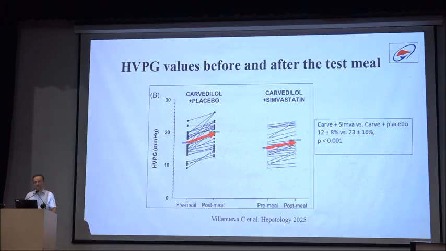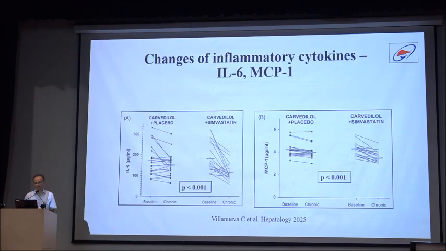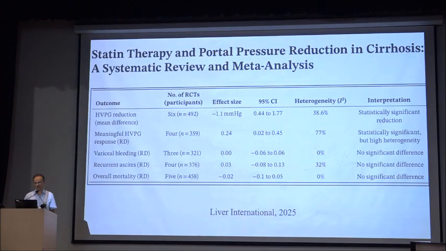So this is a very interesting and novel finding, because repeated increase in the portal pressure postprandially will lead to the formation and enlargement and subsequent rupture of the varices, and also the other complications of portal hypertension. And this effect of simvastatin has not been addressed before. Also, the inflammatory markers were reduced significantly in the carvedilol plus simvastatin arm compared to only the carvedilol arm.